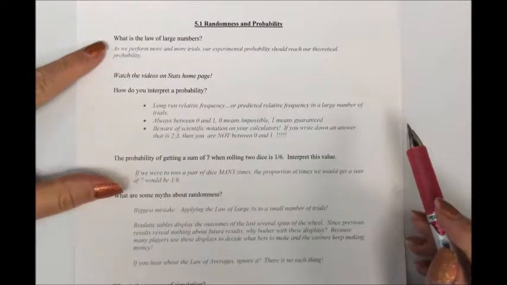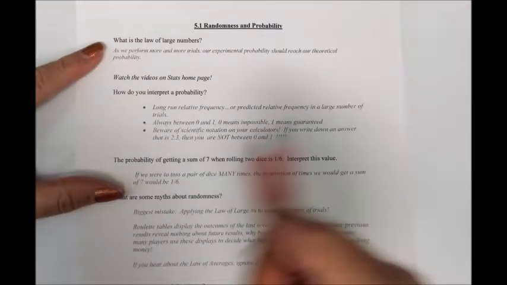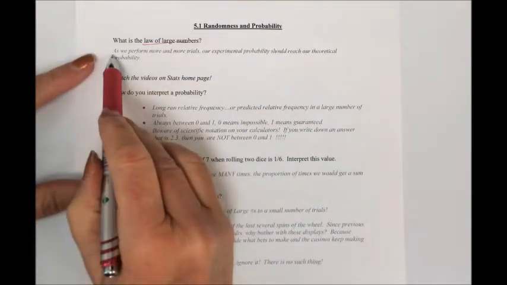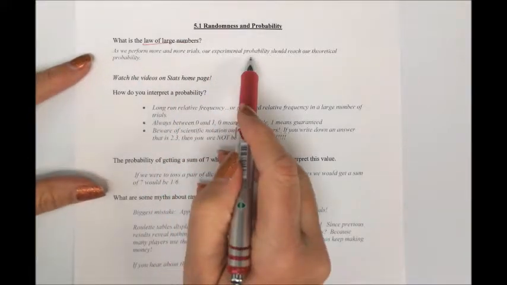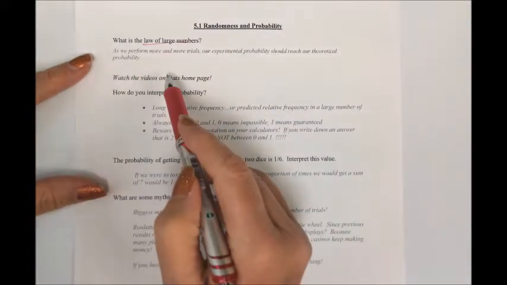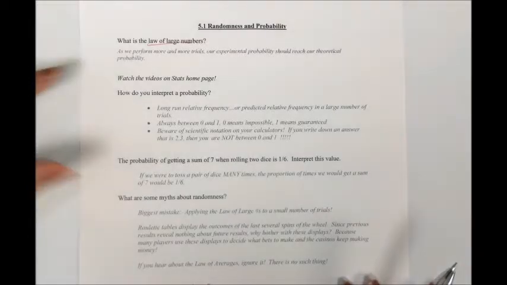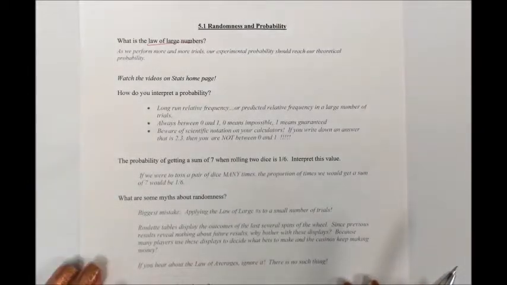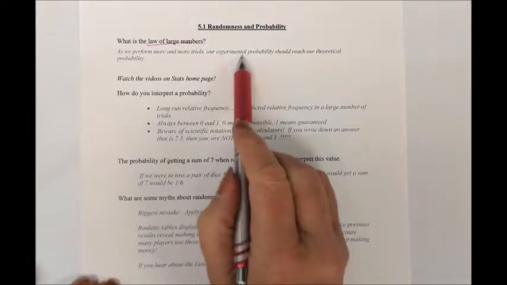So what is the law of large numbers? We talked about that. It says, as we perform more and more trials, our experimental probability should reach our theoretical probability. So we get closer and closer to the real probability. Experimental is what we're actually doing.